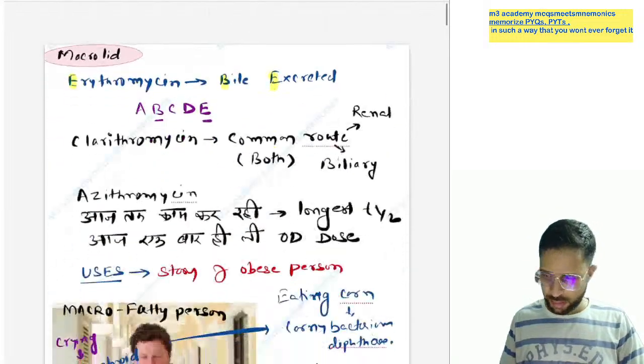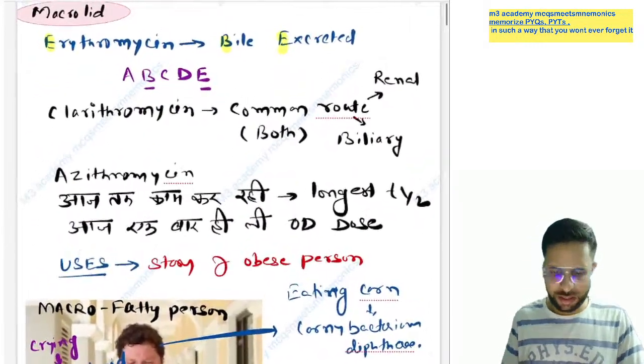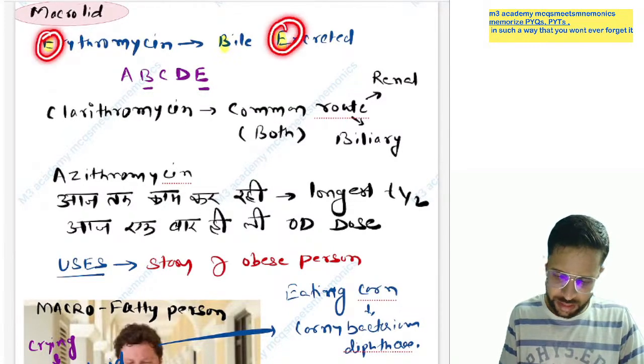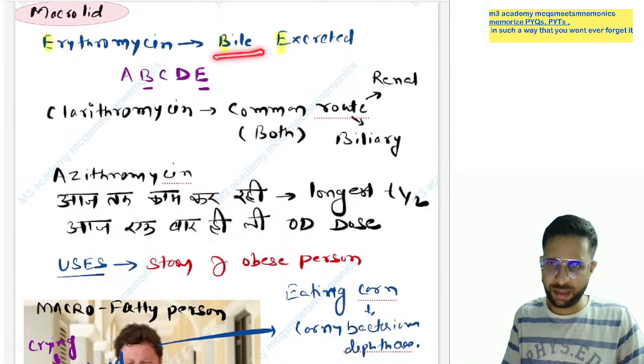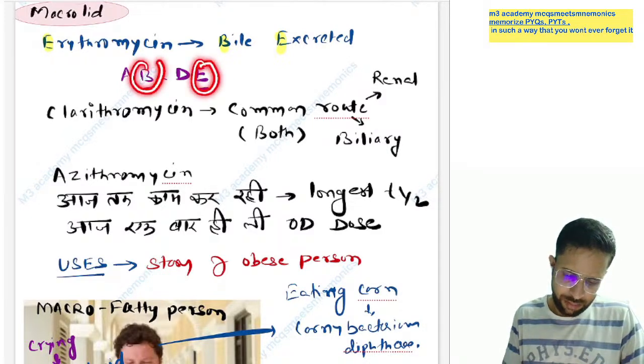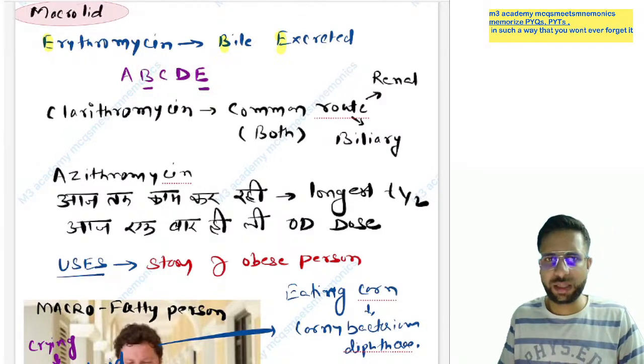So our next topic is macrolide. Yes, macrolide means the example is erythromycin. Erythromycin started from the E for it excreted via bile. So just remember A, B, C, D, E. Yes, E for erythromycin, B for bile, E for excreted. So it is excreted via bile.